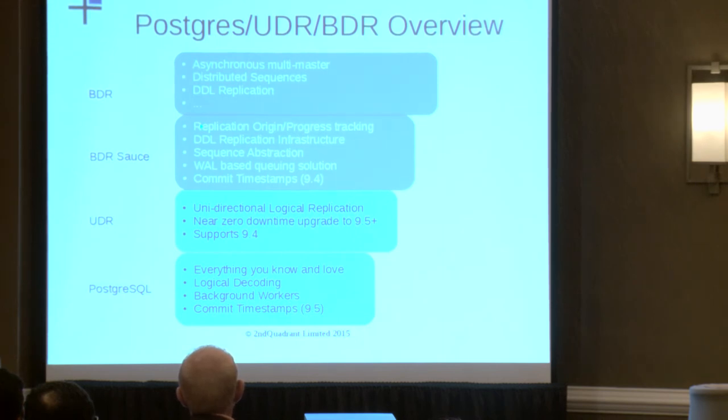And then we have this replication origin progress tracking, which is why you saw in UDR earlier that it wrote more than BDR did. And using these modifications, we have a version of the extension that's the same source code as the UDR that uses these additional capabilities to implement multimaster, to implement these distributed sequences, to implement DDL replication.